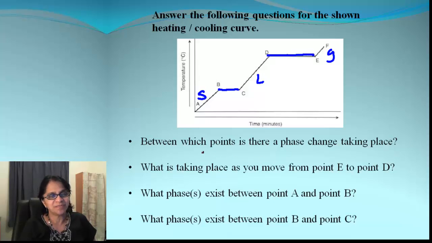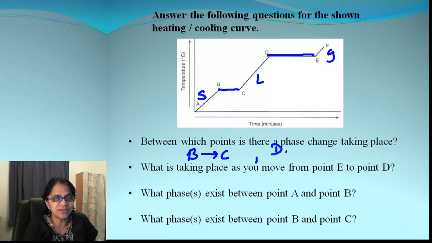Let's look at the first question. Between which points is there a phase change taking place? Wow, that was simple. Between B and C and between D and E, there is a phase change, because you have exactly the same temperature between those points. So it is B to C, or of course C to B, and also D to E, or vice versa. The temperature remains the same, which means we have a phase change.